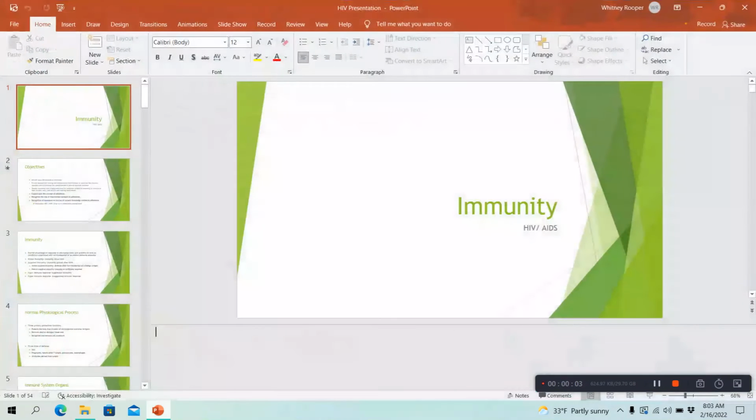To read objectives, detail. All these little things off.